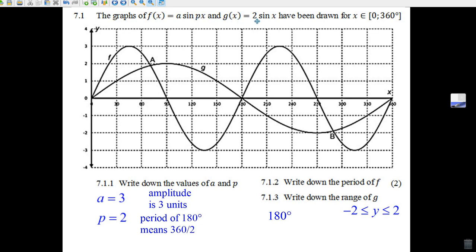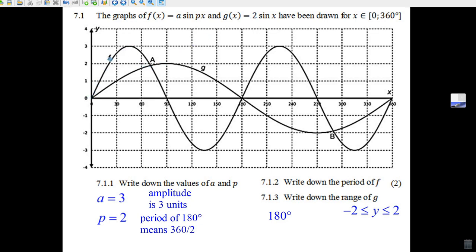And g of x is just a sine graph, 2 sine x. Well, there's g. Let's just look at it a little bit. It's got a 2 there, but hey, look, that's how tall it is. That's the amplitude, an amplitude of 2.